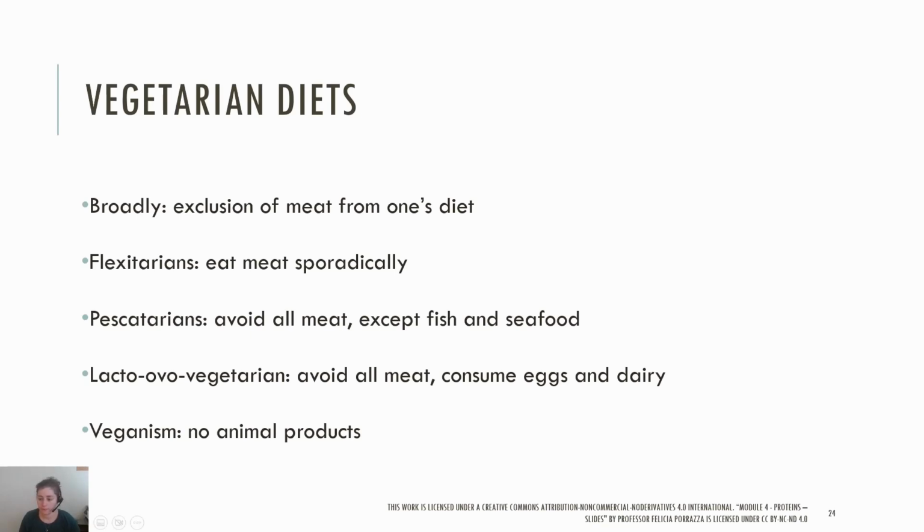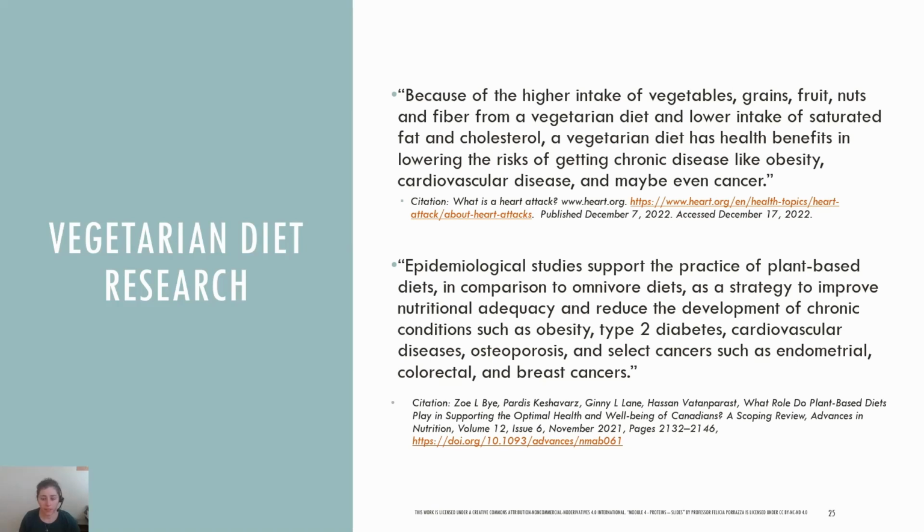There are many benefits to a plant-based diet. Research from the IOP Conference Series, Earth and Environmental Science, found that because of the higher intake of vegetables, grains, fruits, nuts, and fiber from a vegetarian diet, and lower intake of saturated fat and cholesterol, a vegetarian diet has health benefits in lowering the risk of getting chronic diseases like obesity, cardiovascular disease, and maybe even cancer. The journal Advances in Nutrition also recommends plant-based diets to improve nutritional adequacy and reduce the development of chronic conditions such as obesity, type 2 diabetes, cardiovascular disease, osteoporosis, and select cancers like endometrial, colorectal, and breast cancers.